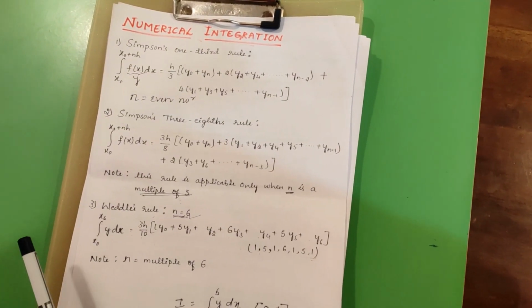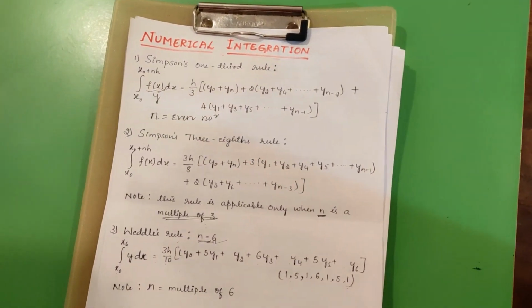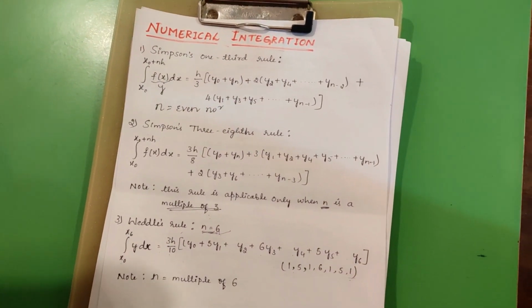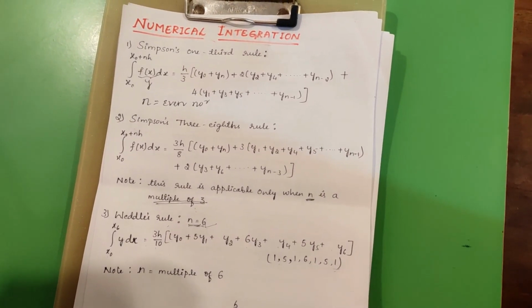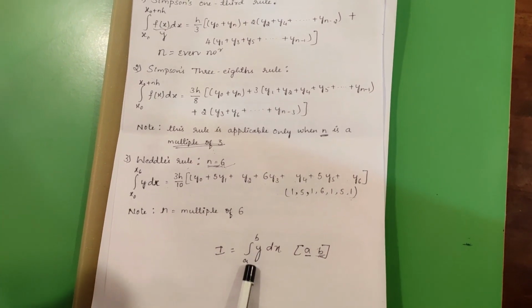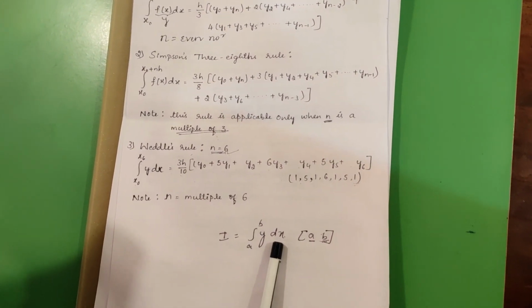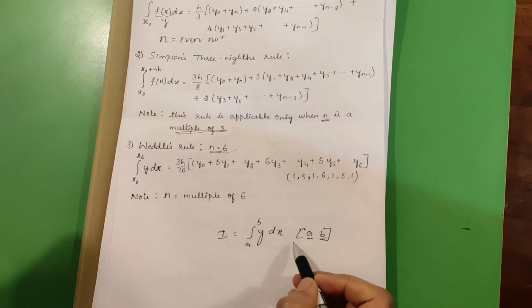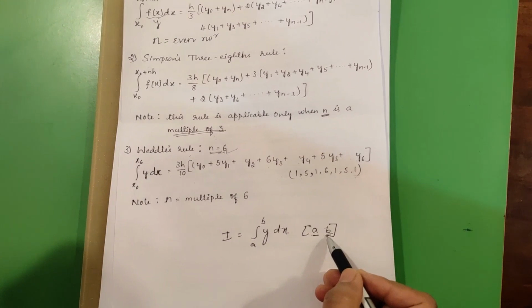Hello everyone. Today I would like to explain numerical integration. This is the process of obtaining approximately the value of the definite integral. Definite integral means here I is equal to integral between a to b of y dx. The limit is defined under the closed interval [a, b]. A is the lower limit, b is the upper limit.